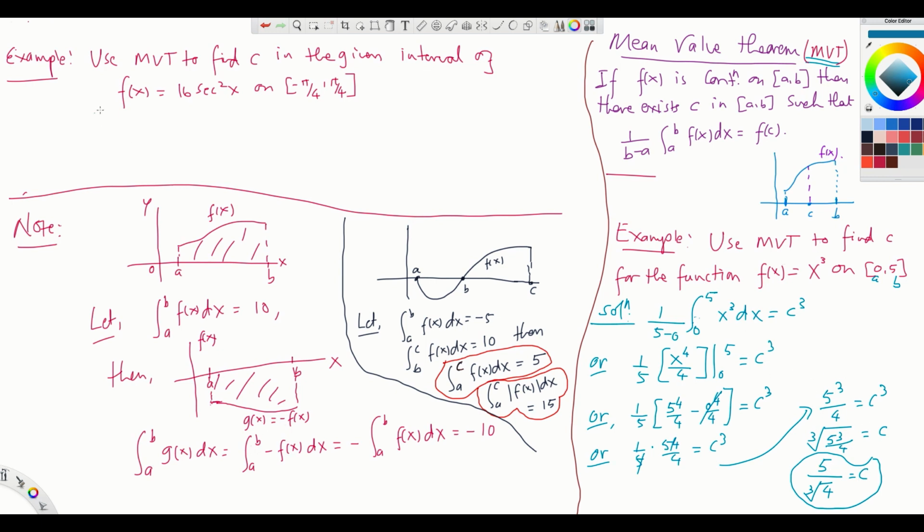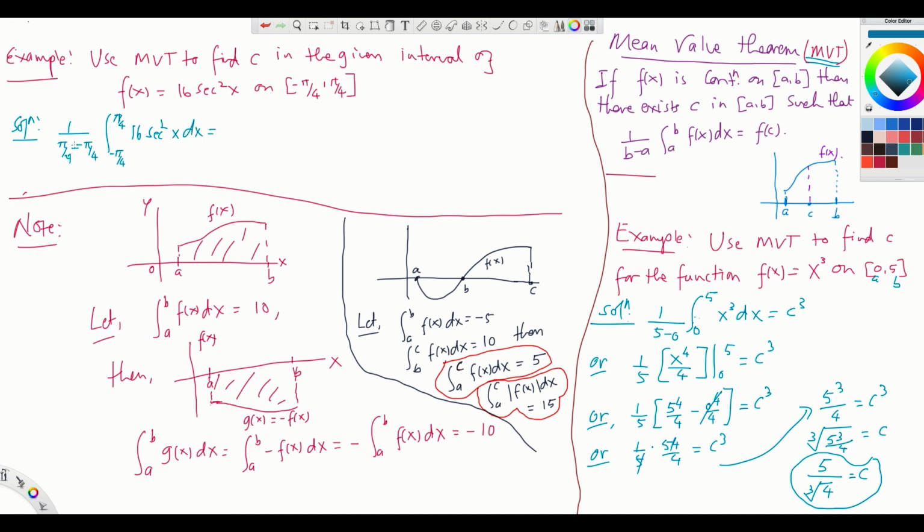Okay, let us do one more example. Use the mean value theorem to find c in the given interval for f(x) equals 16 secant squared x on the interval negative pi over 4 to pi over 4. Exactly the same way, right? So the solution: you do 1 over b minus a, pi over 4 minus negative pi over 4, and then the integral from negative pi over 4 through pi over 4 of 16 secant squared x dx.